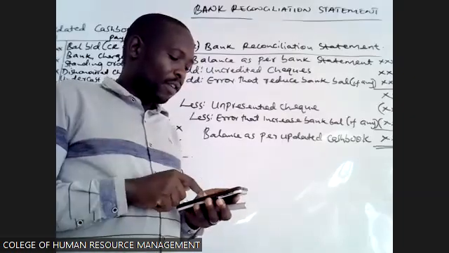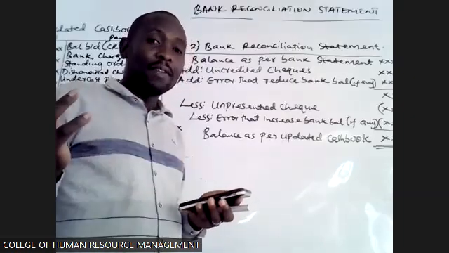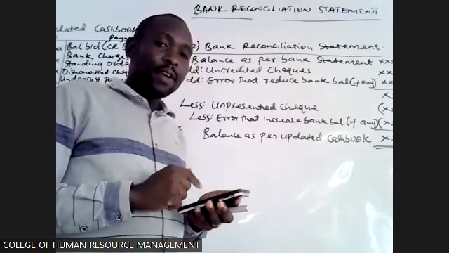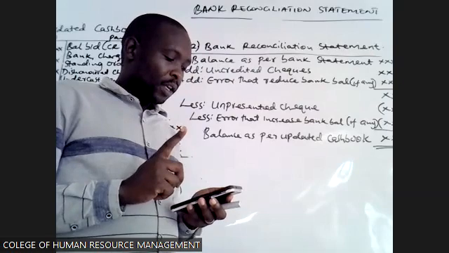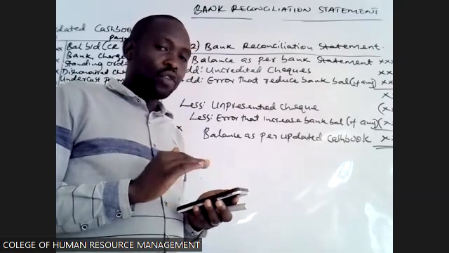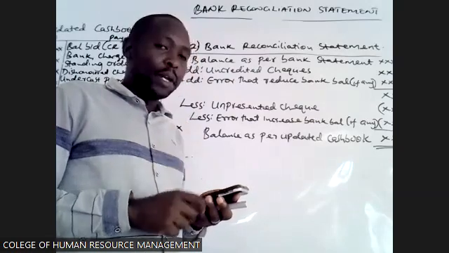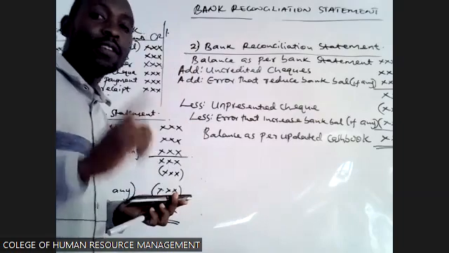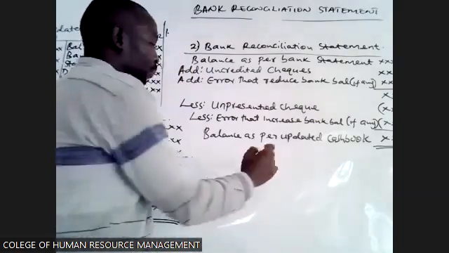Those figures are not the same, so there is a need to do investigations. On comparison, the following discrepancies were revealed. We are given the statements, and then at the bottom there, you are told to prepare an updated cash book and a bank reconciliation statement. Always start with the updated cash book.